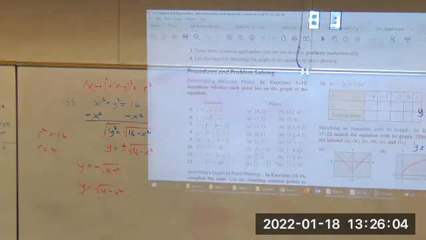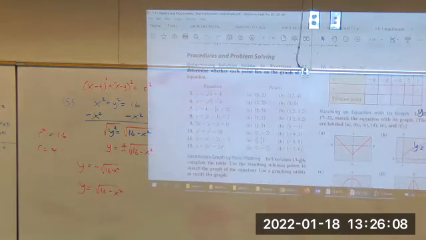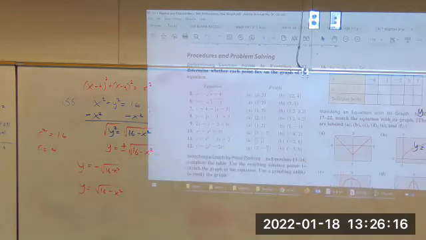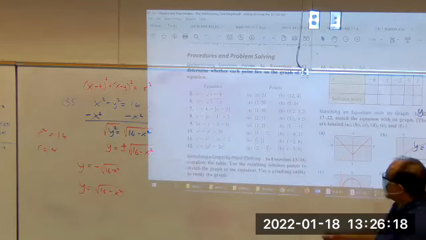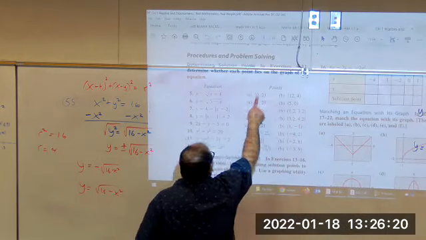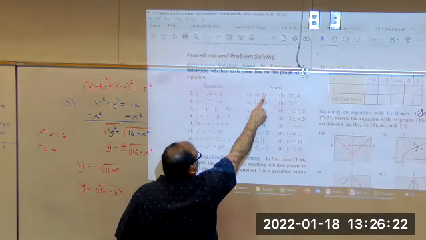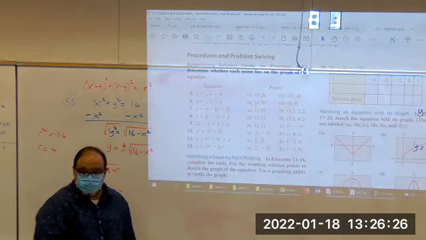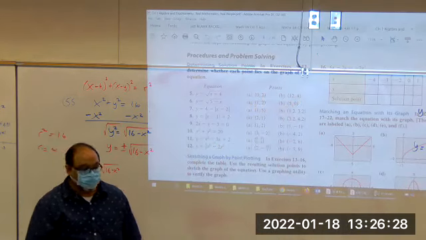So 5 through 13, every other odd. So 5, skip 7, 9. All you're doing is substituting, part A and part B. X is 0, does Y equal 2? Plug in X equals 12, do we get a 4? Okay, that's it.